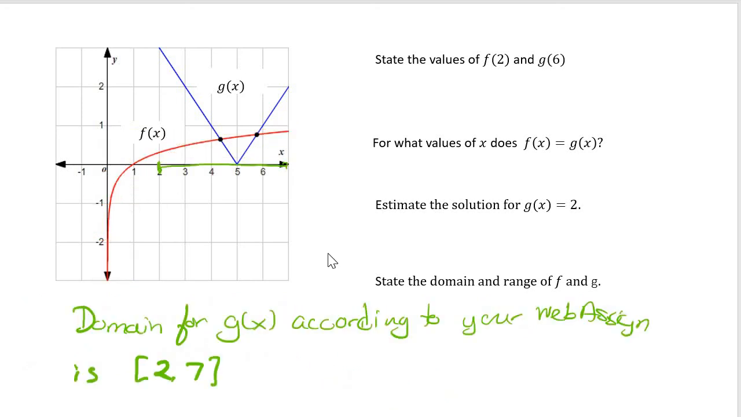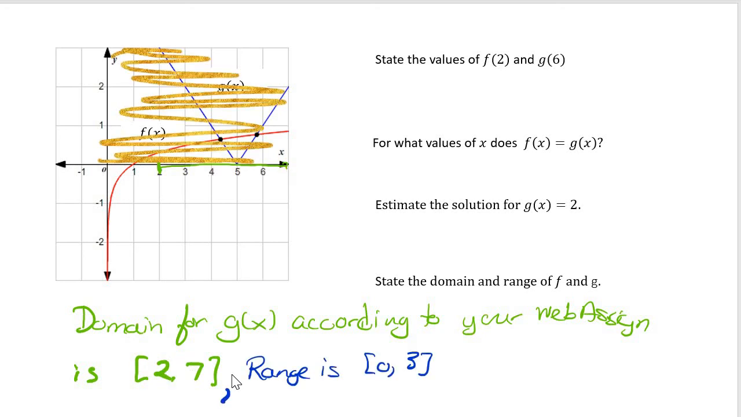What is the domain for g of x? According to your WebAssign, it would be where the graph starts, which is 2, and where the graph ends, which is 7. So 2 to 7, that's your domain. Your range, what would be the y values that are covered? Everything from 0 to 3 is covered. If I just drew horizontal lines, it hits the y-axis from 0 to 3. That's where the blue graph starts and ends.